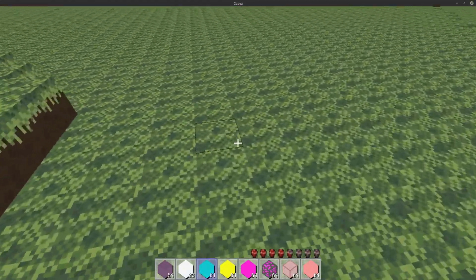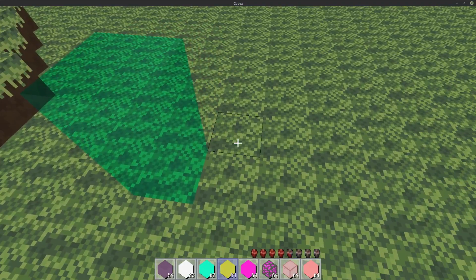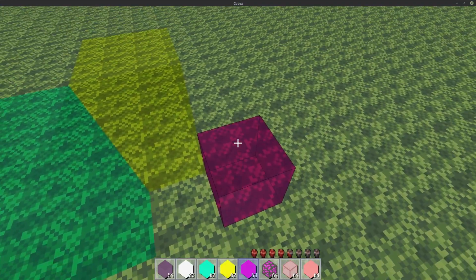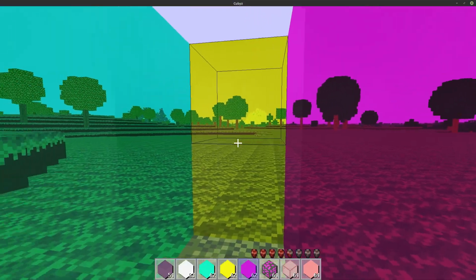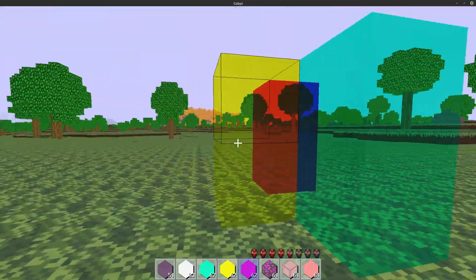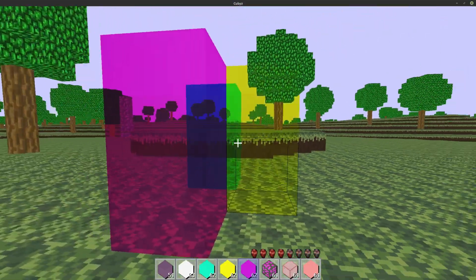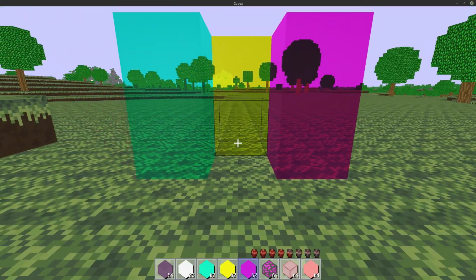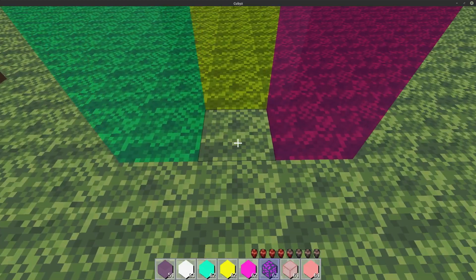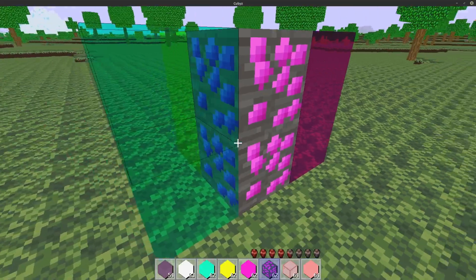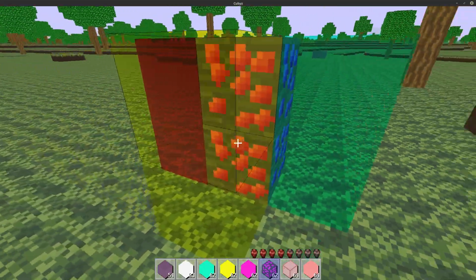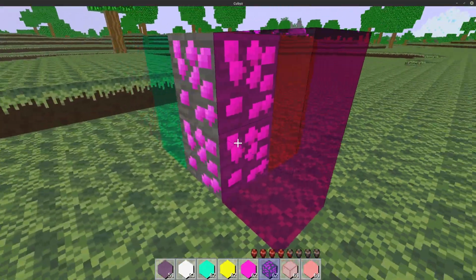Secondly, I also made an absorption effect for colored glass. I think this makes colored glass a lot cleaner and more realistic. Additionally, this adds some fun interactions. For example, if I add this ore block, then it appears blue on one side, orange on the other, and purple on the last one.